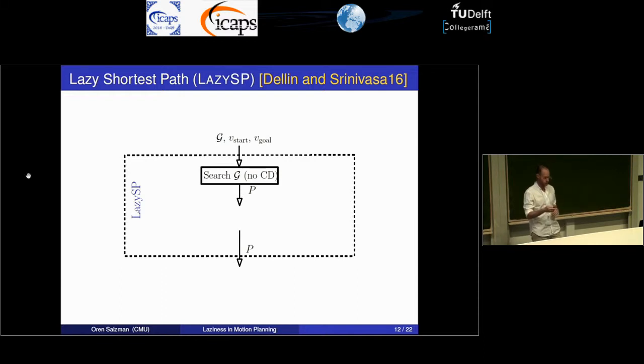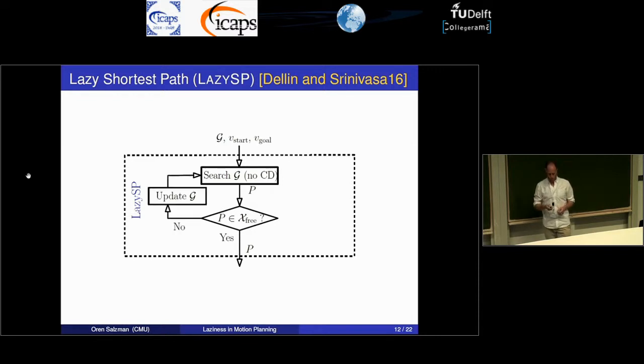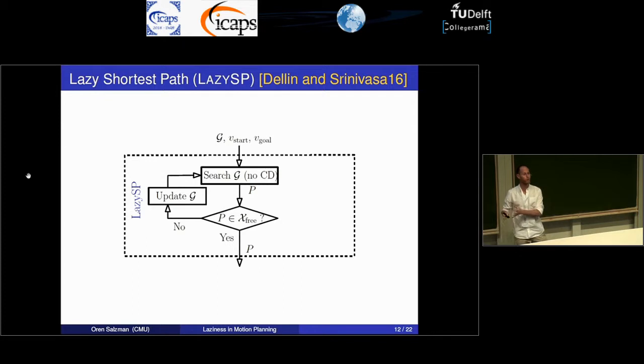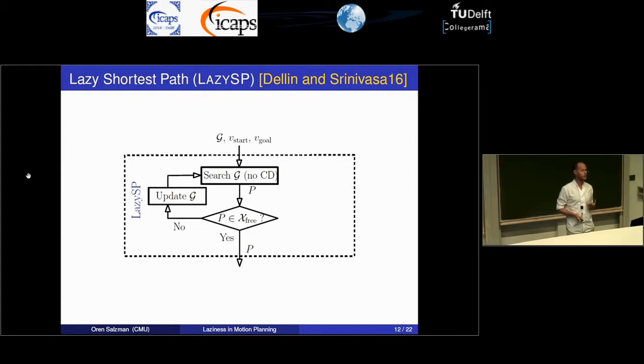So we're going to search this graph, and we're going to find a path. Now we need to ask, is this path collision-free or not? So we're going to now use the expensive-to-evaluate function, and we're going to validate edges along this path. If the path is collision-free, it's great, we can report it. If not, then we need to update our graph. We need to correct it. We need to remove edges that are found to be in collision. And the key question here is, how do we check edges along this path? This is done using what's called an edge selector.